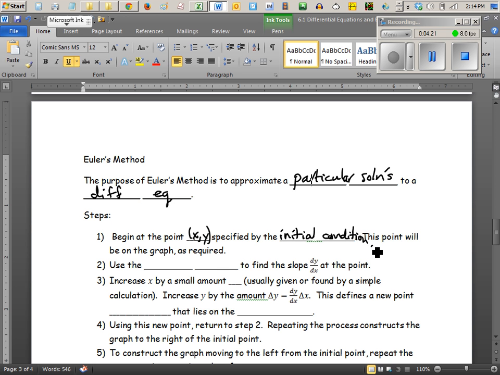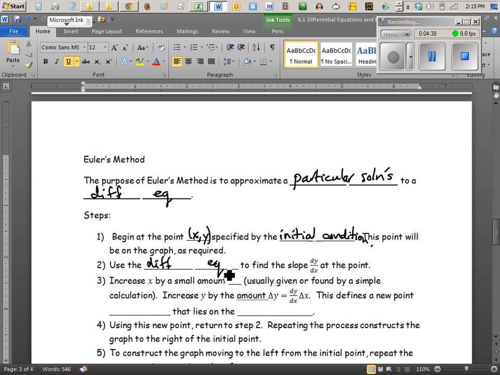Any problem that asks you to use Euler's method will definitely give you an initial condition. The point will be on the graph of the particular solution. Now you're going to use the differential equation to find the slope dy/dx at that point.